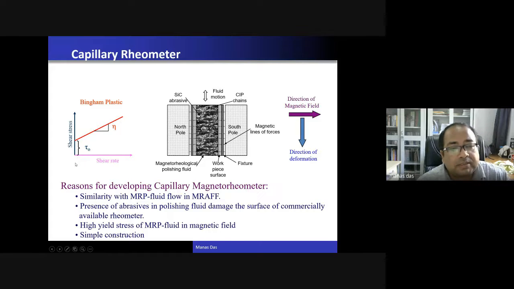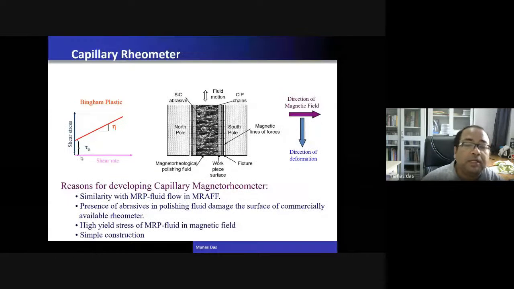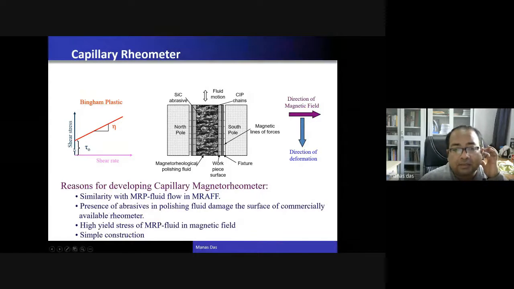Because of this chain structure, you have to break it to flow the fluid. Without breaking this chain structure, you cannot flow. So there is a certain pressure gradient you have to apply. When the applied shear stress is greater than the yield stress of this fluid, only then does the fluid flow.